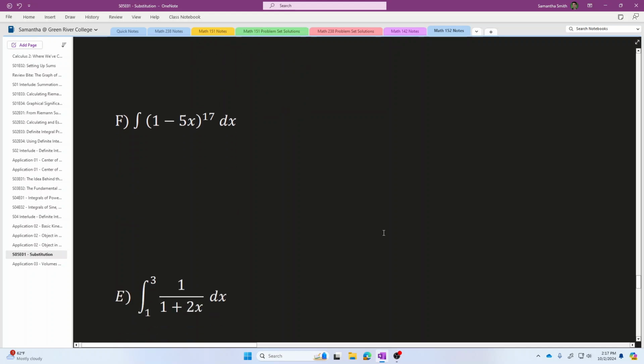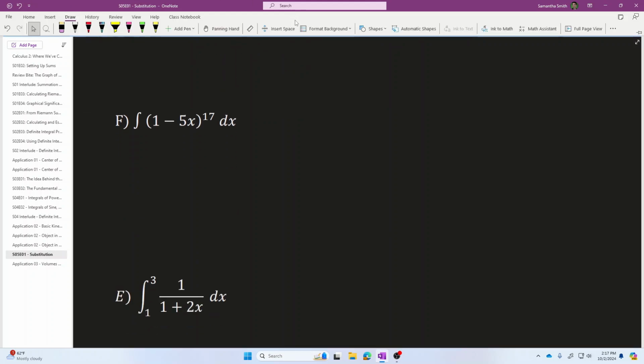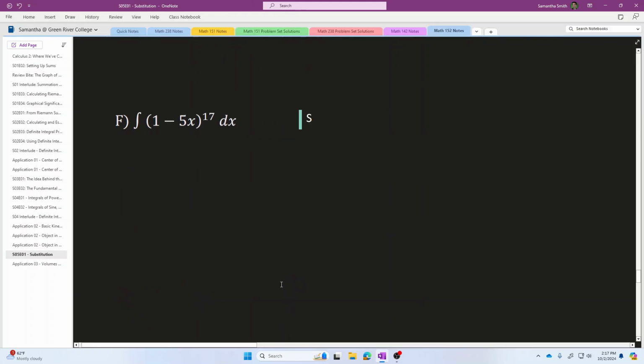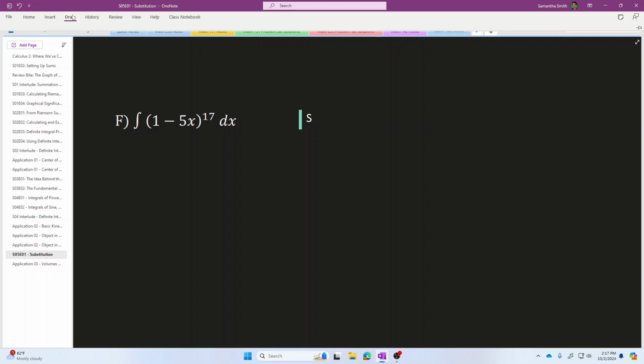A problem of a similar nature: here I'm asked to find the indefinite integral of the quantity 1 minus 5x to the power 17. Now, in theory, I could go ahead and multiply 1 minus 5x out 17 times and use just the power rule, sum rule and difference rule to find the antiderivative. But there is a much, much faster way.